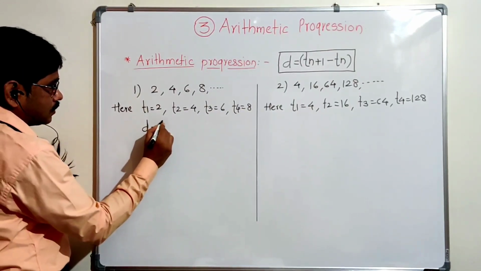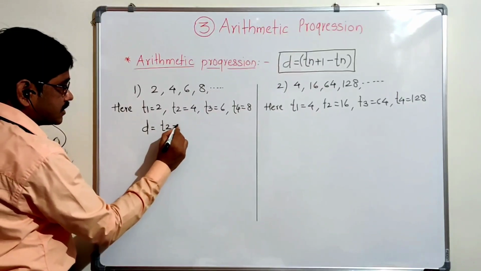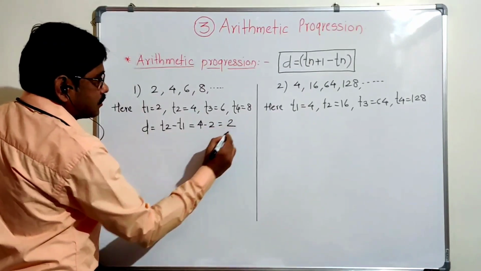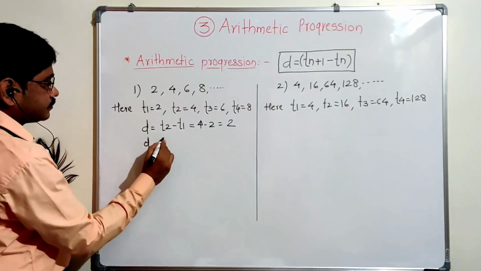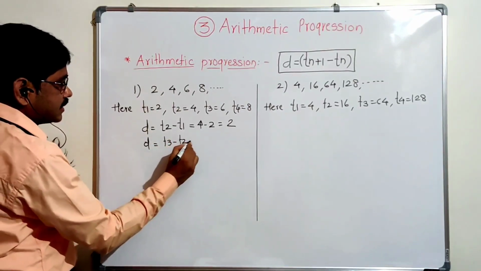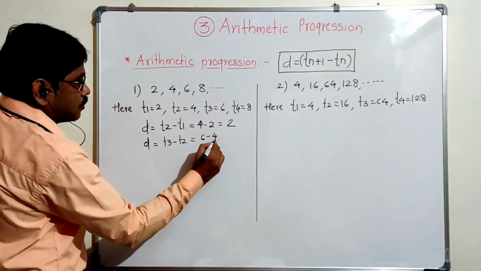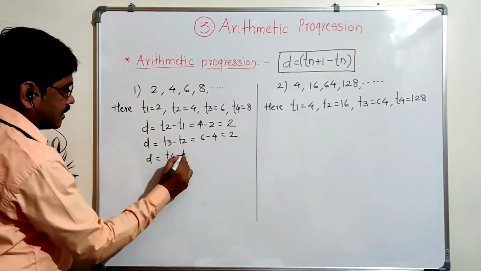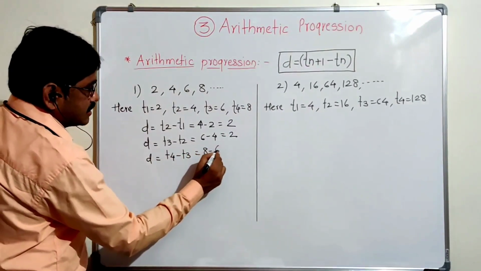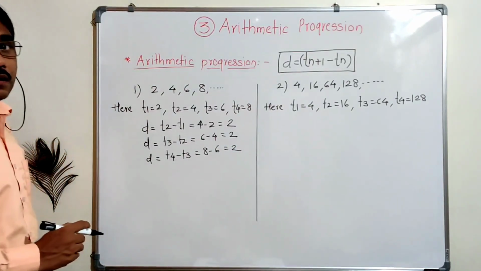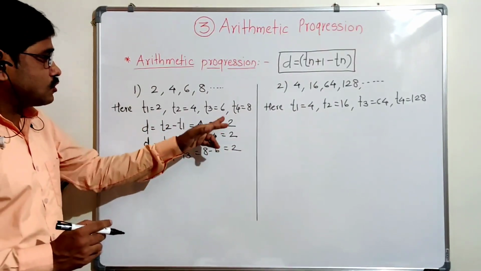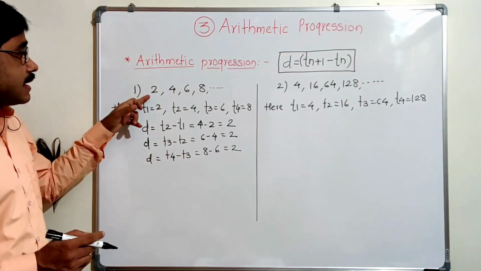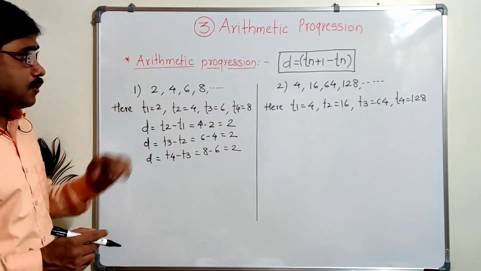D is equal to T2 minus T1, the first difference, is equal to 4 minus 2, which is 2. Then the second, T3 minus T2, is equal to 6 minus 4, which is 2, and again T4 minus T3 is equal to 8 minus 6, which is 2. Here the common difference between the terms is constant, meaning the same. If it is the same, if it is constant, then it is an AP. So this is a very important point.